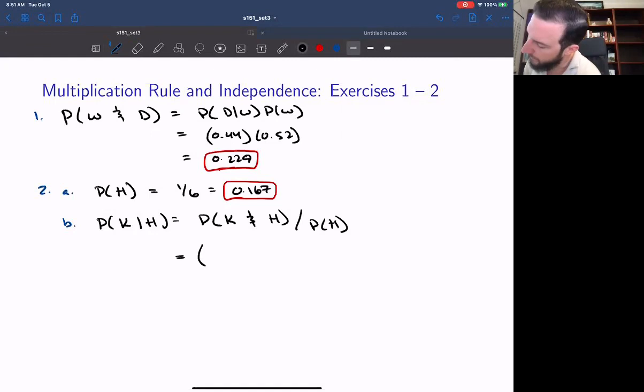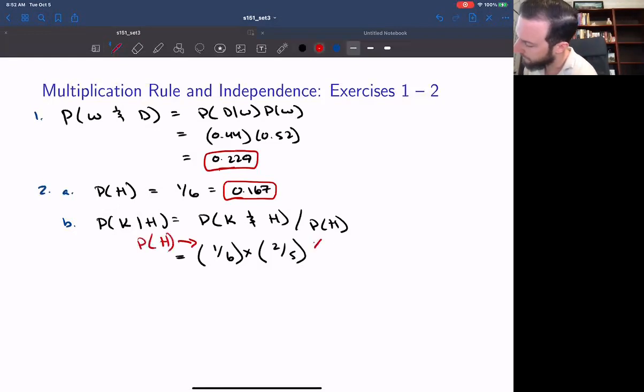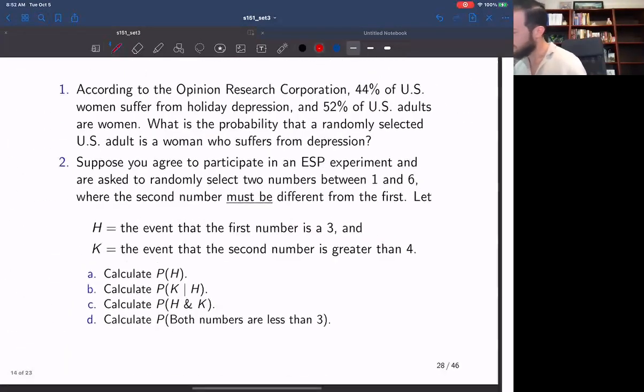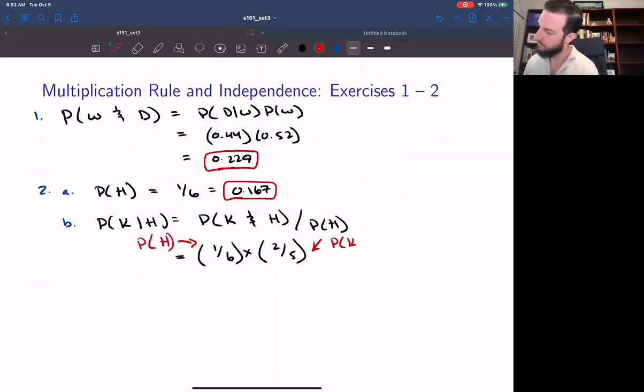Okay, so here what we will have is the 1 out of 6 for the probability of selecting H multiplied by the probability that we select a number greater than 4, given that we've already selected the first value, which is going to be 2 out of 5. Okay, so this is our P of H, and this is going to be the P of K.